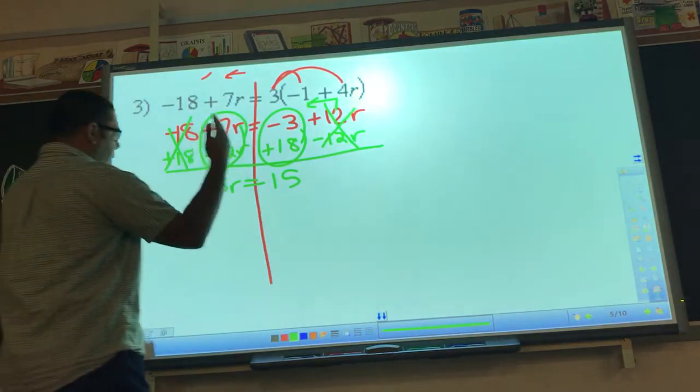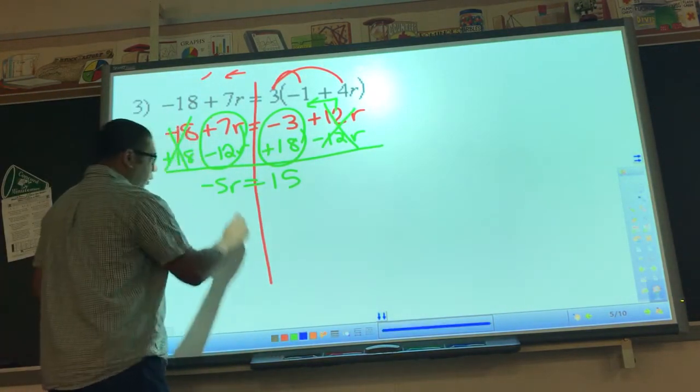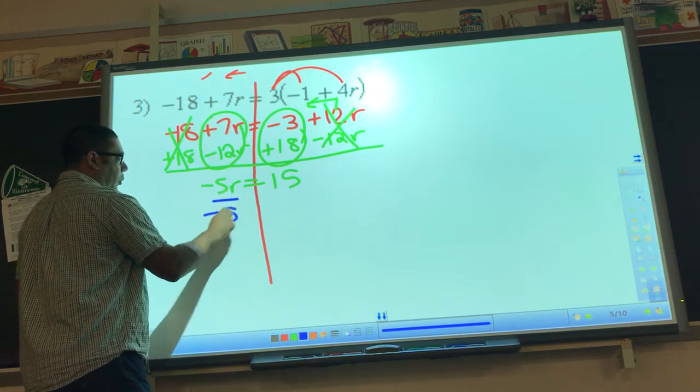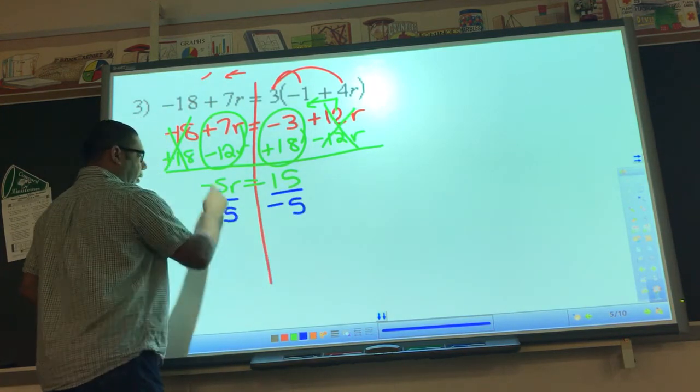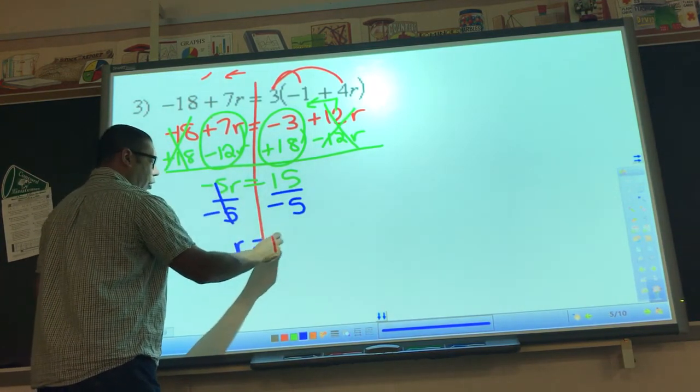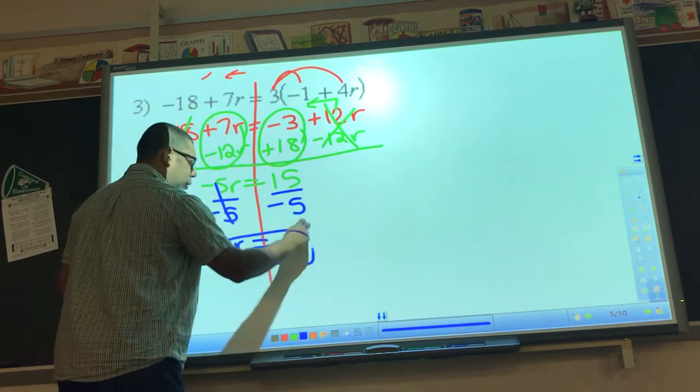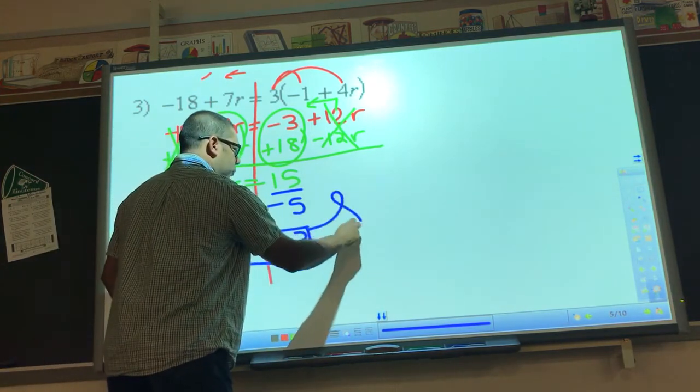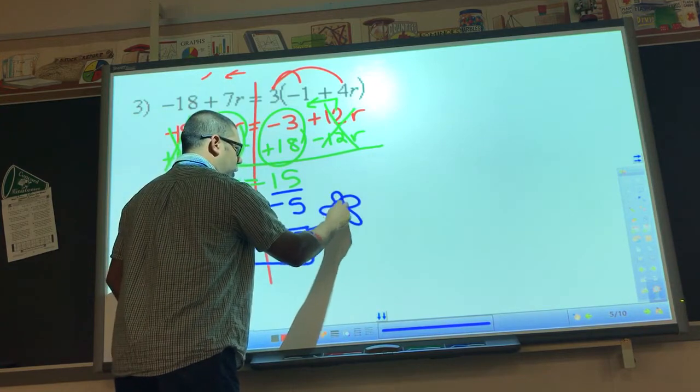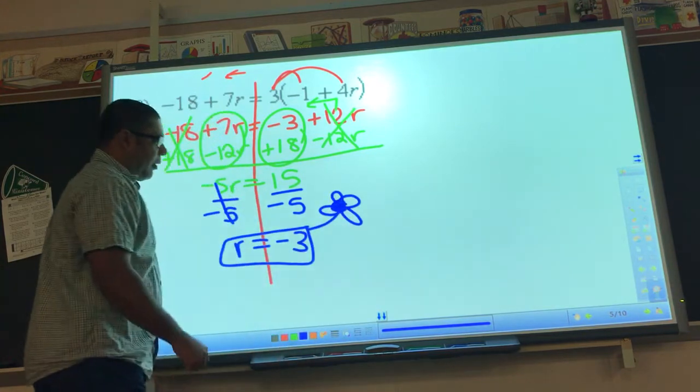Now I have to finish them. It's multiplication, so I'm going to divide both sides by negative 5. I get positive r equals negative 3. Oh, epic fail on my flower.